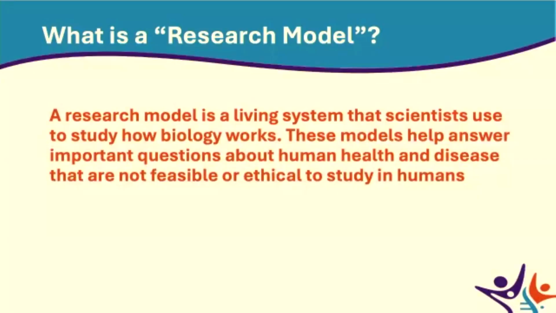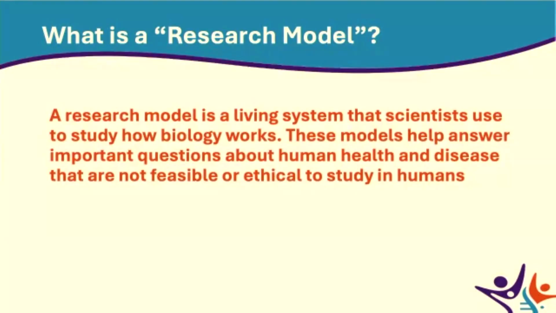So to start out, what is a research model? A research model or a model system is a living system that scientists can use to study how biology works. These models can help answer important questions about human health and disease that are really not feasible to study in humans. For ethical reasons and difficulties and challenges, things like screening drugs really can't be done well or fast in humans to find something that might be a good target to go after, like we talked about in today's earlier sessions.